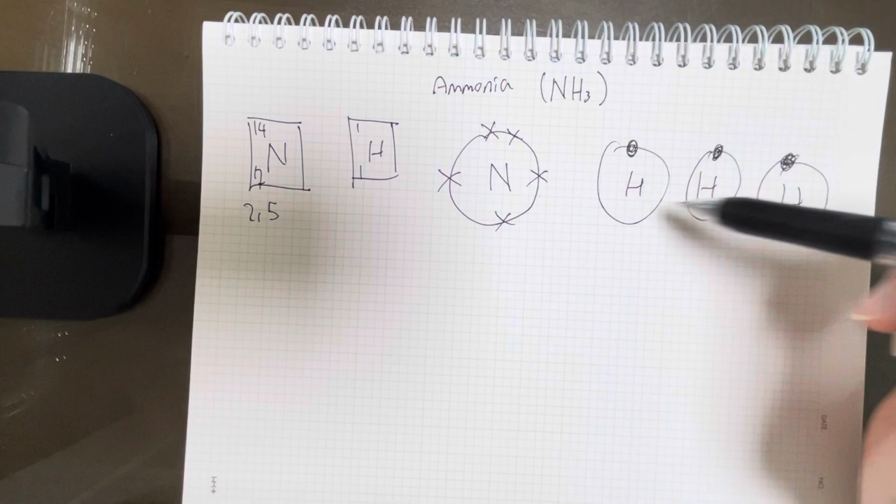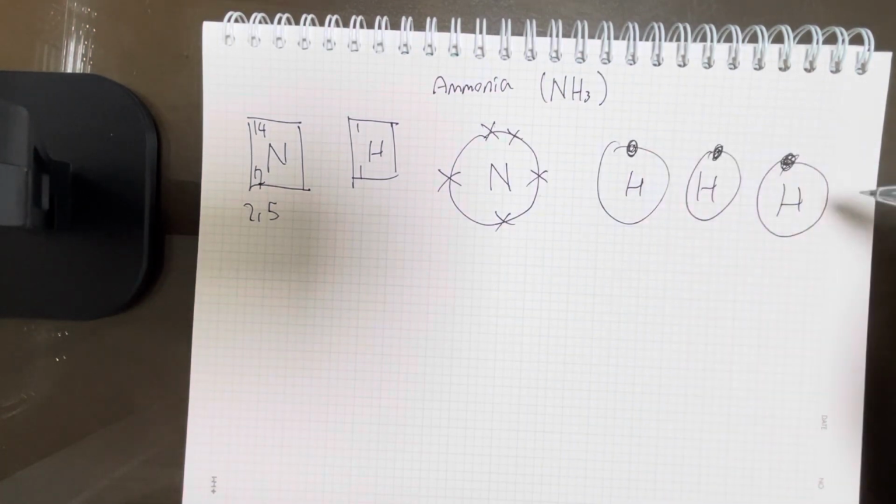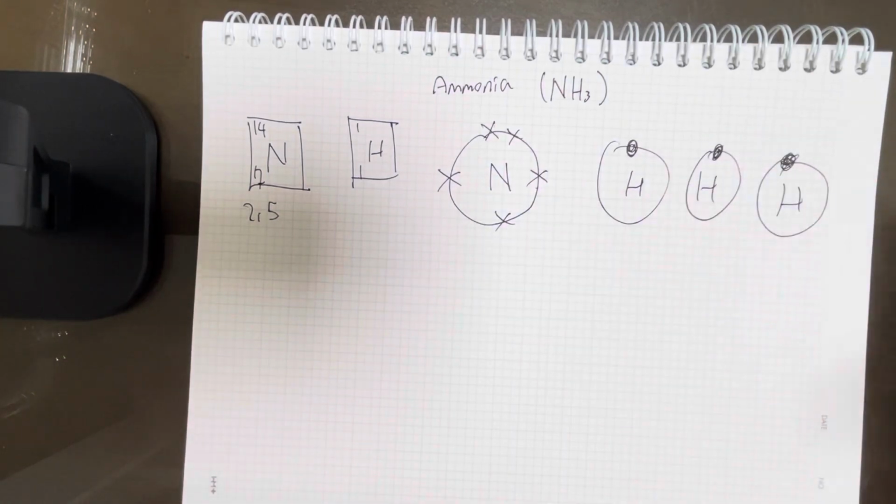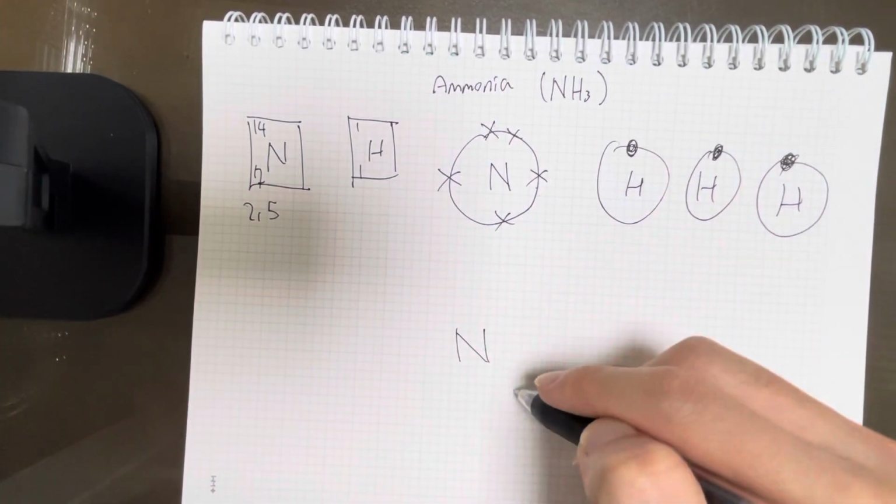So it just needs 1 more electron to have a full outer shell. Well, each of these hydrogen atoms, think about it. It could fit into each of these sides of nitrogen so that they could all have full outer shells. Let's see what this would look like.